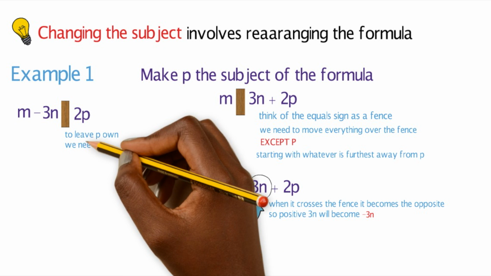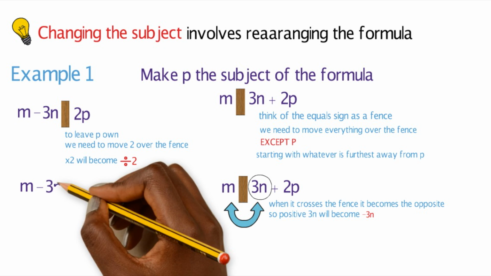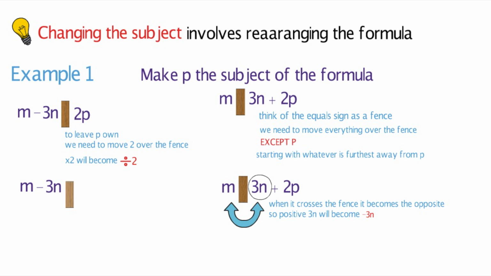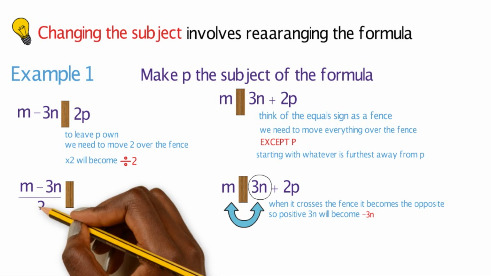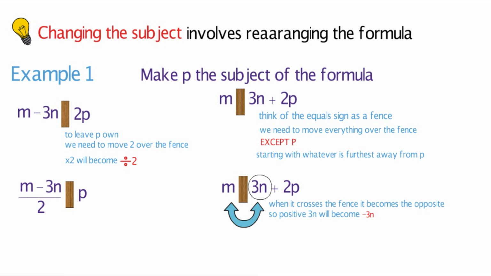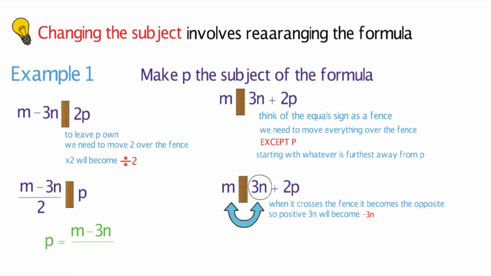So then to leave p on its own, we need to move 2 over. But remember, if you have a number and a letter next to each other, they're multiplying. So multiply 2, if you moved it over to the other side, the opposite of multiply is divide. So it's going to end up becoming divide by 2. So then now you're going to have your m minus 3n, so that's not going to change, but the only thing that's now going to be added there is the divide by 2. And remember, in maths, if you write something in a fraction format, it's the same as division, and that's going to be equal to P. So your final answer is P is equal to m minus 3n over 2.